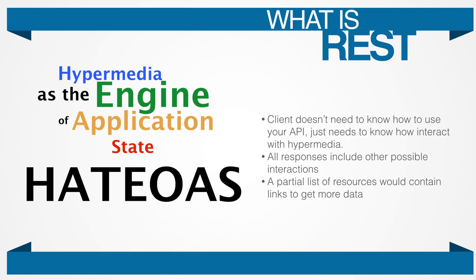Hypermedia is used as the engine of application state. Basically, this means the resource that is returned to you also includes what interactions with the server you can have next. If you ask for a page in a book, you should also include links to the next page and the previous page. A user should be able to make requests to a single API resource and be able to programmatically navigate your entire API.